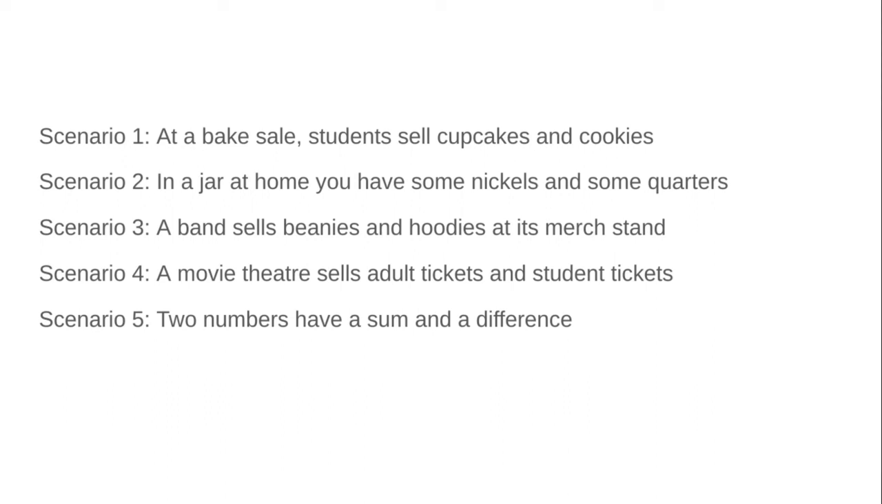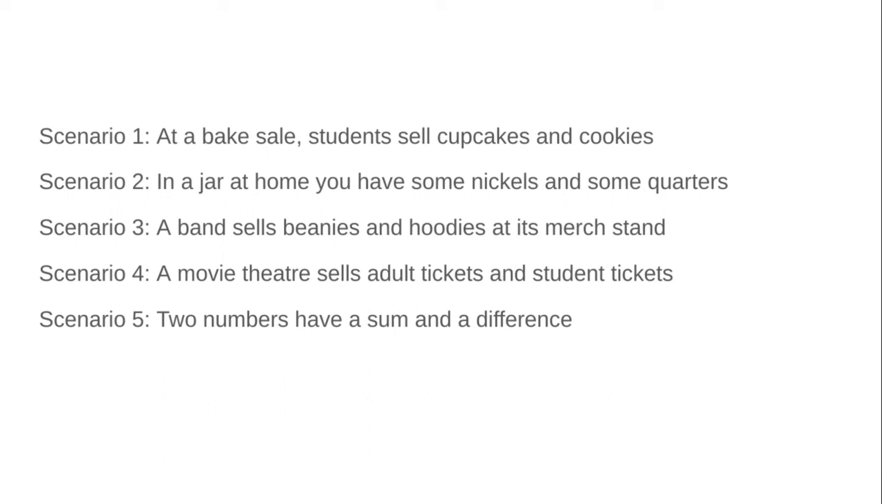So if you're trying to decide which of these to do, the easiest one to do is number 5. 2 numbers have a sum and a difference. So 2 numbers add up to 70, and when I subtract them, I get 18. Okay? And then you write the 2 equations. And it's pretty straightforward. X plus y equals the sum. X minus y equals the difference.